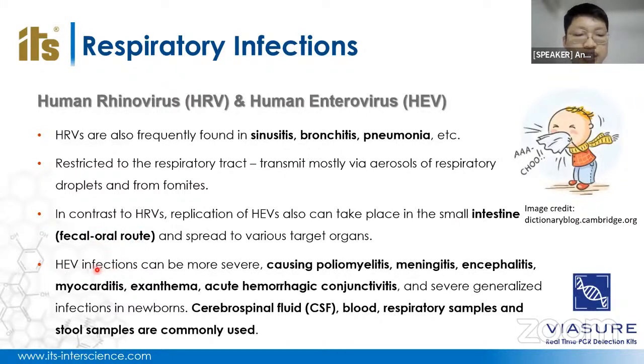So infection can be more severe, causing poliomyelitis, meningitis, infection in the brain, and also some other parts of the body, okay, in the eyes, etc. Apart from using the normal respiratory swab, they can use CSF, blood, or stool, which is commonly used for enterovirus.